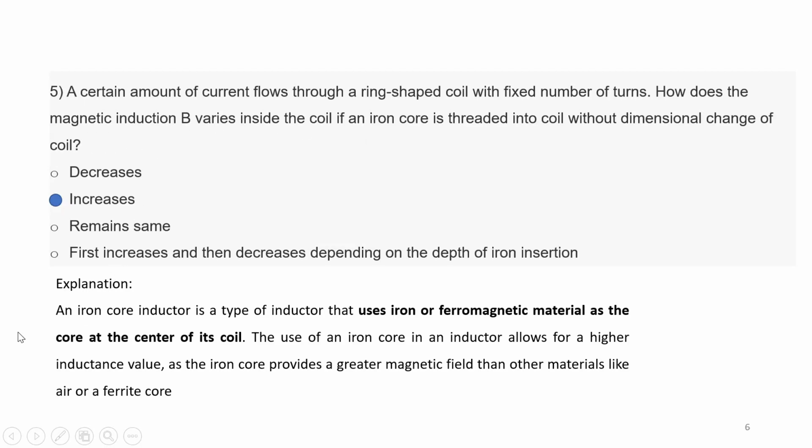An iron core inductor is a type of inductor that uses iron or ferromagnetic material as the core at the center of its coil, and the use of the iron core in an inductor allows for a higher inductance value, as the iron core provides a greater magnetic field than other materials like air or a ferrite core.